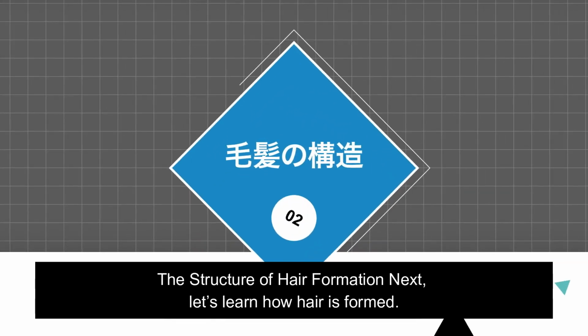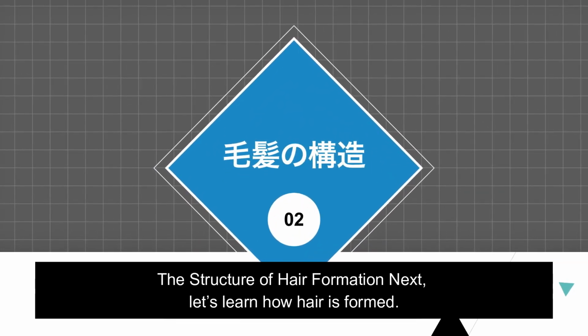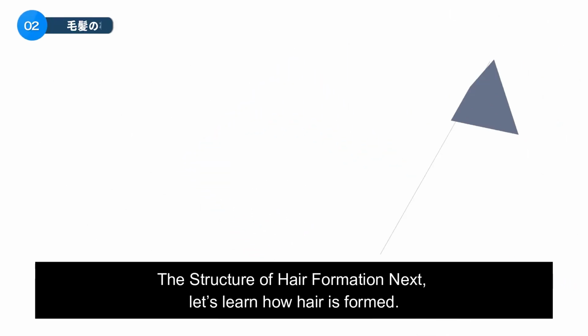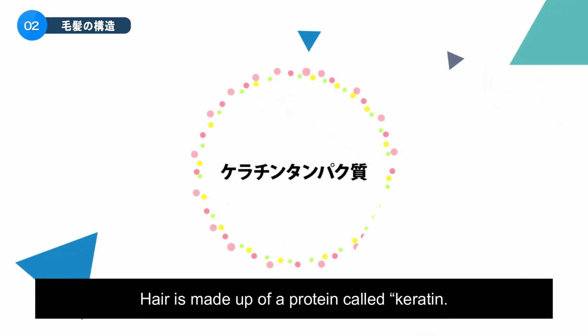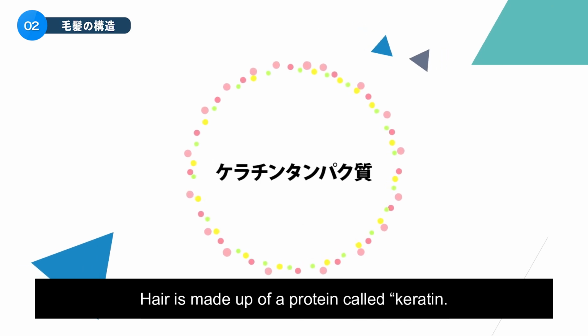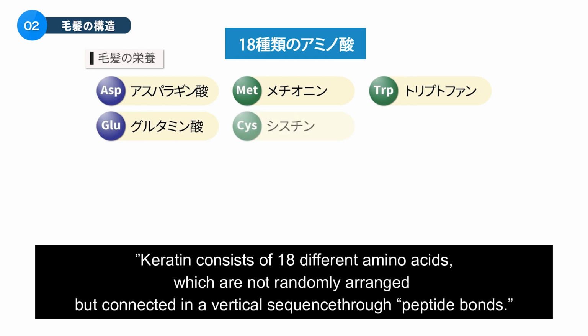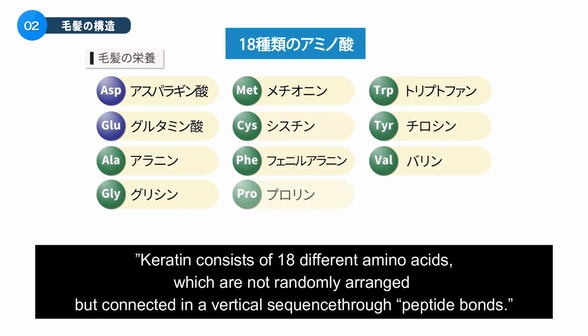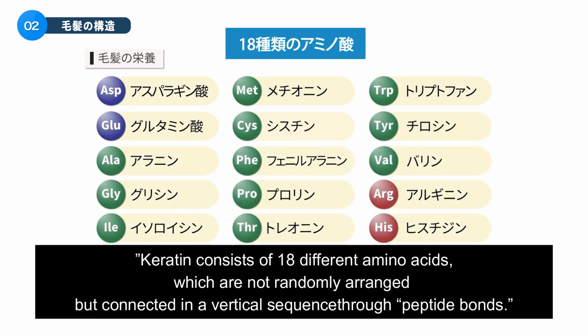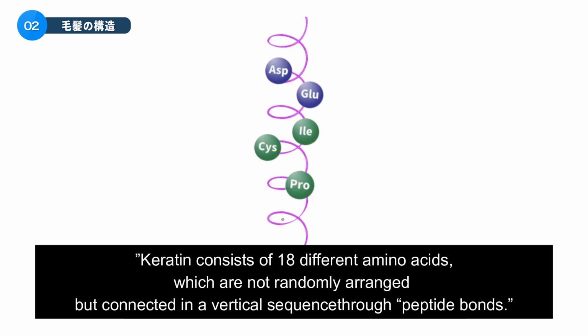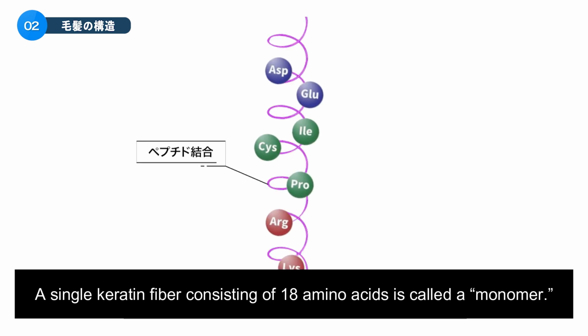The structure of hair formation. Next, let's learn how hair is formed. Hair is made up of a protein called keratin. Keratin consists of 18 different amino acids, which are not randomly arranged but connected in a vertical sequence through peptide bonds. A single keratin fiber, consisting of 18 amino acids, is called a monomer.